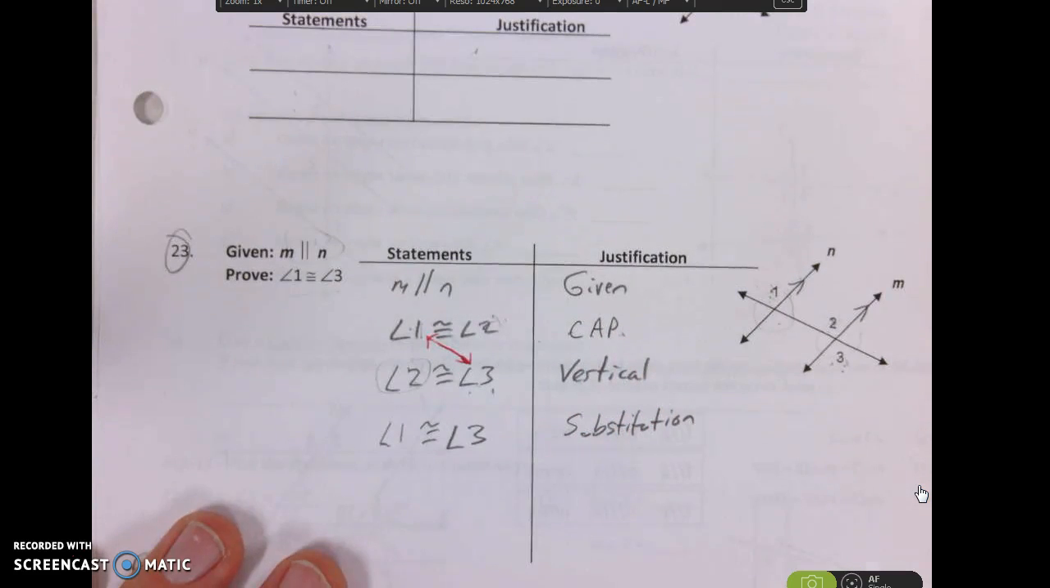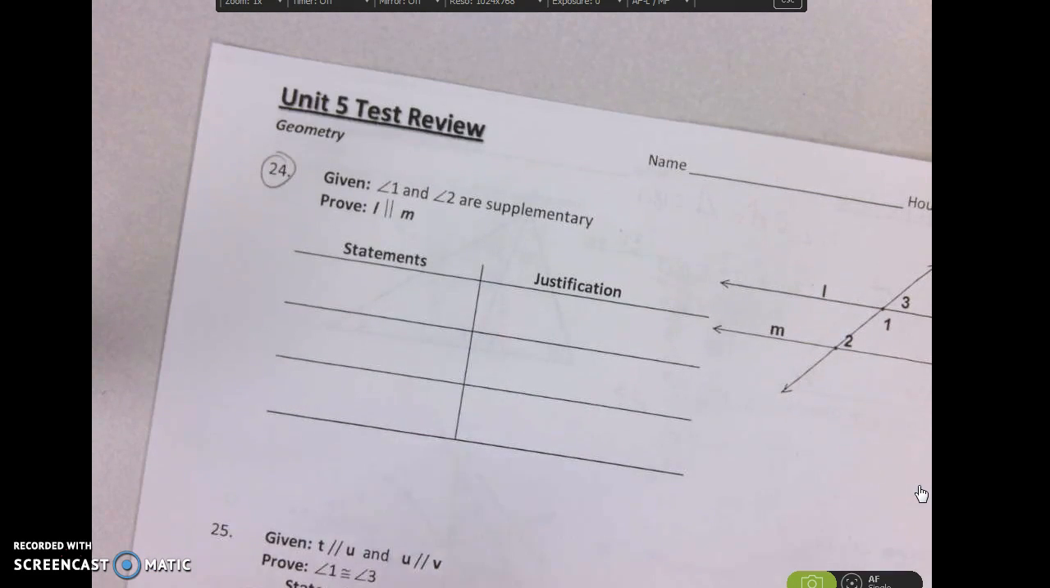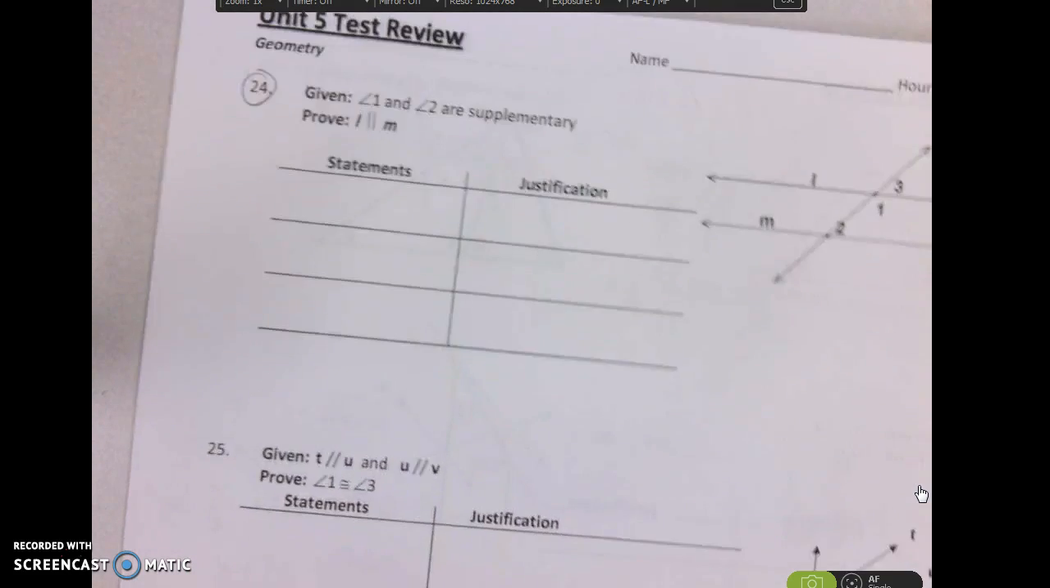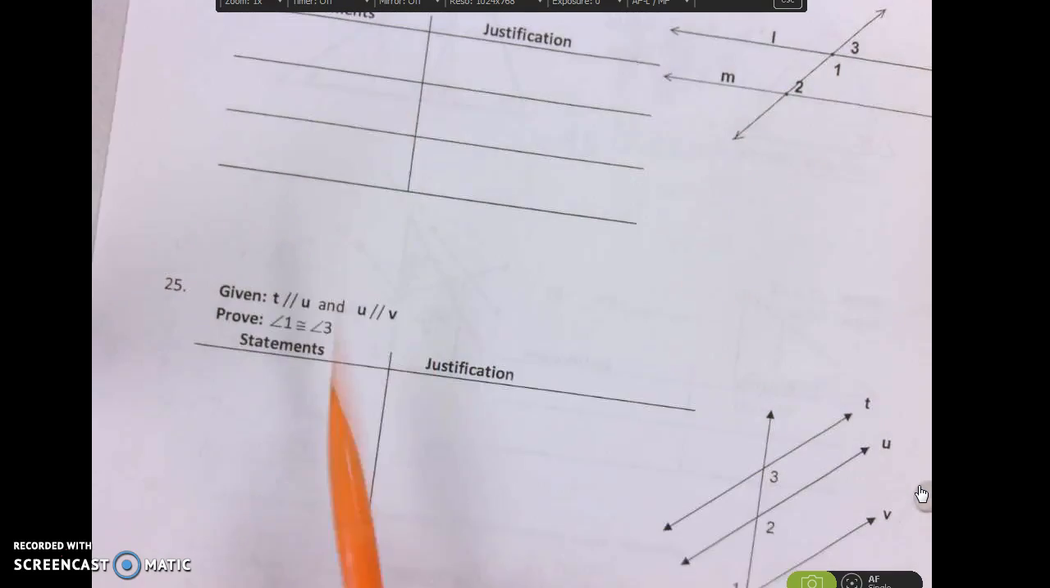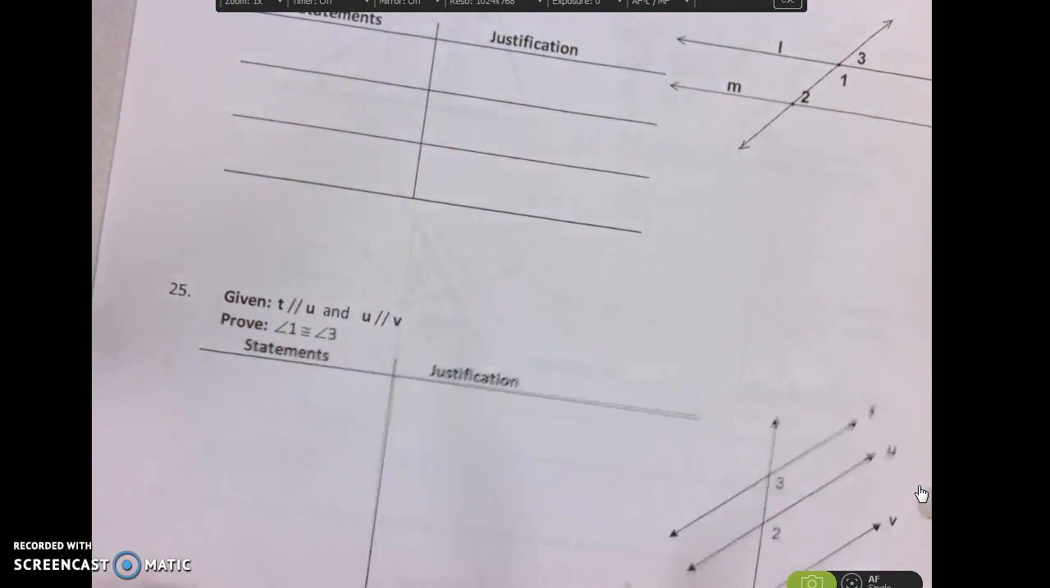All right, there's one example. Let's jump to the back. Not much more. Looks like we're going to do 24 up here. We're going to leave 25. You know what? Actually, I changed my mind. Nope, we're going to do 24.